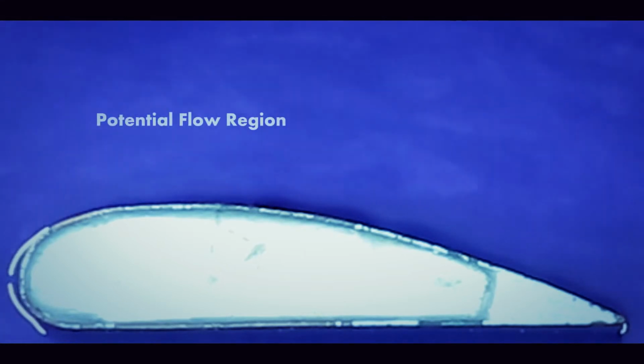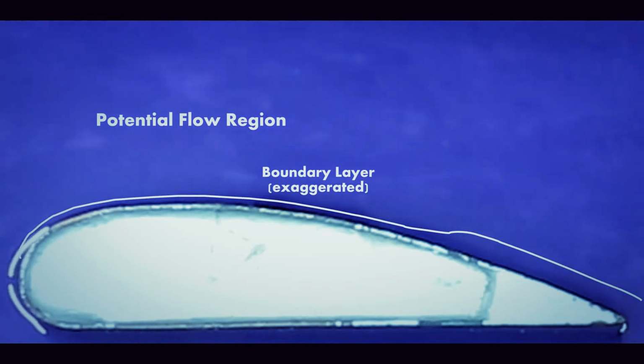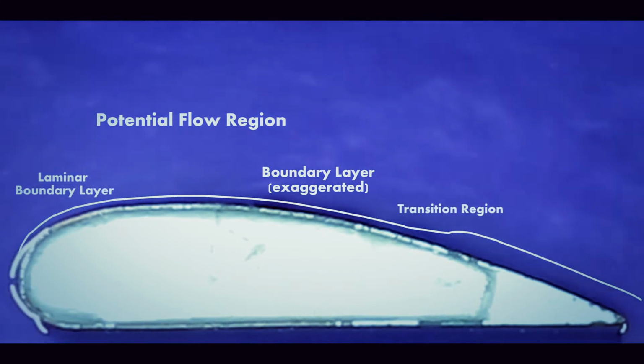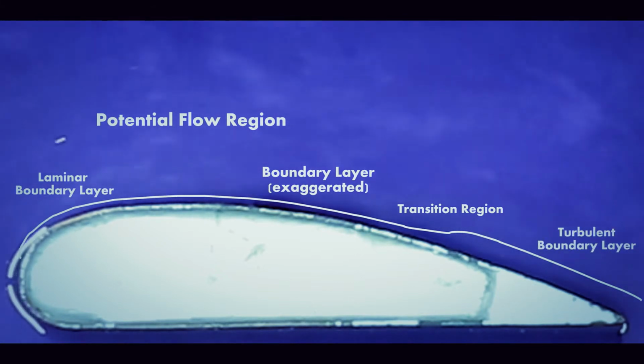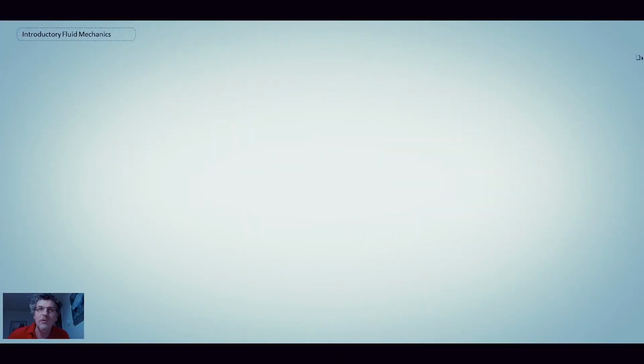So if we zoom in on the top of the airfoil, we have the potential flow region again on the outer side. And then what I've drawn in is a boundary layer, exaggerated. And so the boundary layer goes from being laminar at the front through transition, and eventually transitions to a turbulent boundary layer. And so what we're going to be doing in the next few lectures is looking at the boundary layer flow right adjacent to an airfoil.